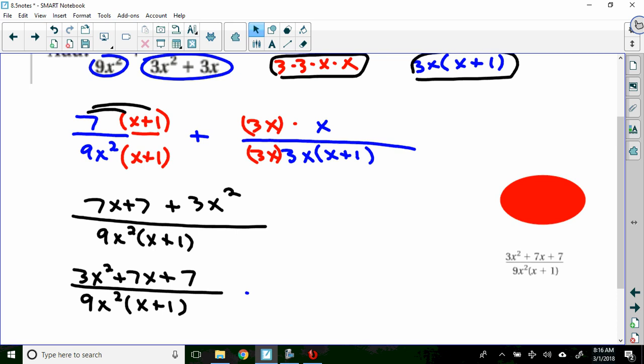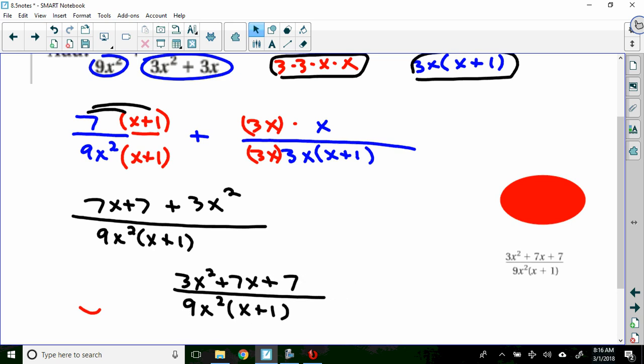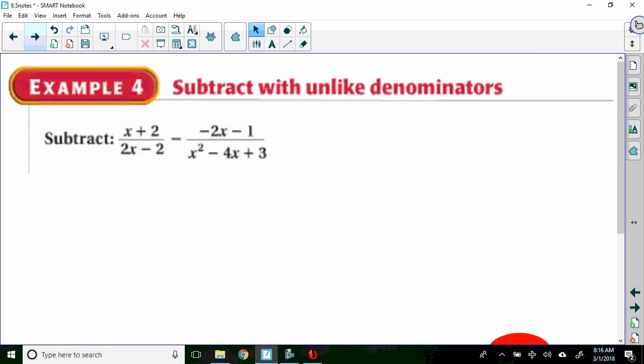So could you reduce the 3x squared with the 9x squared? Again, because of the plus 7x plus 7, you can't. Yeah, you can't reduce just those. Yep. Good question. So that's it. That's our answer. There are going to be some of these that might factor and cancel later. Any questions about that one? Okay. Well, let's look at one more like that. And then the last example we're going to get into, we'll probably look at 2 complex fractions.